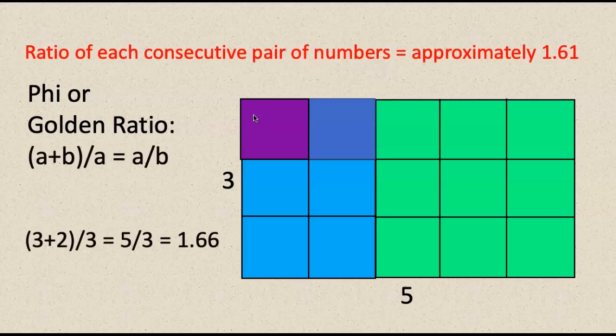The ratio of each pair of consecutive numbers in Fibonacci's sequence is approximately 1.61. You find that by taking the 5 from the long side and dividing it by the short side, 3, and you get 1.66, a ratio that is very close to phi, or 1.61.